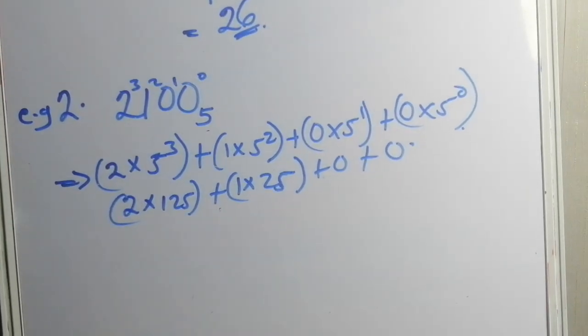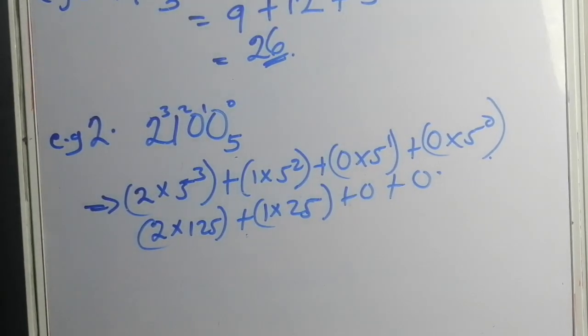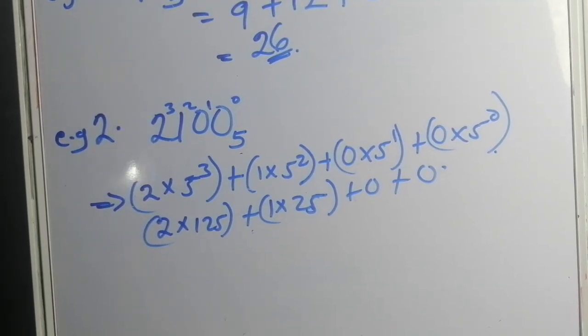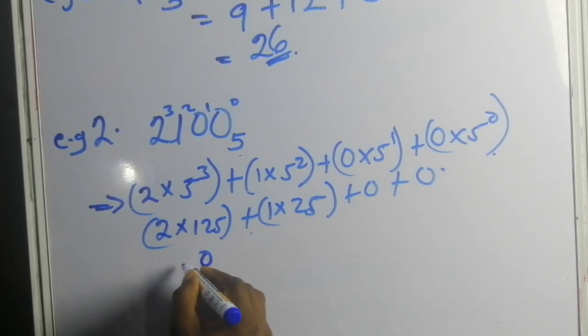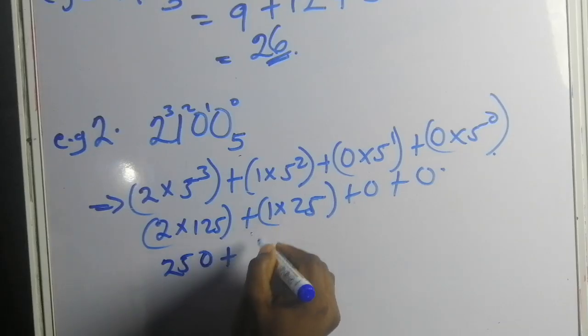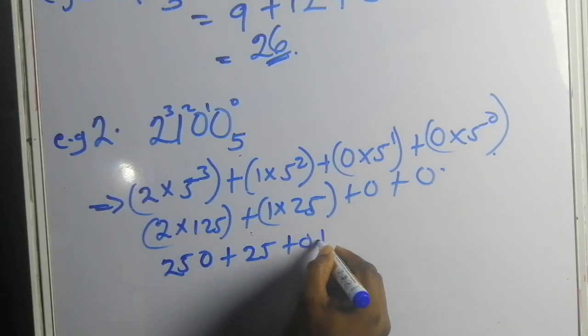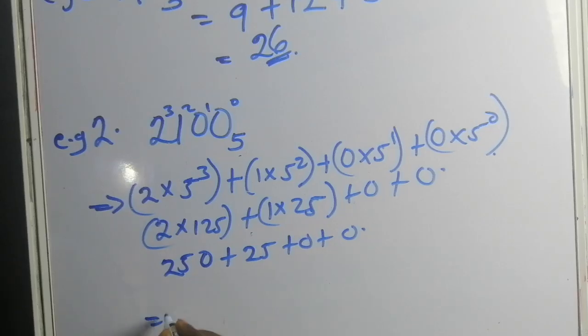Find the multiplication and add them together. So at the end of the day, we'll be having 2 times 125, that's 250, plus 25 plus 0 plus 0. It means we should be having 250 plus 25, that's 275. So that is the answer. It's very, very simple, and we're going to bring out questions under this part so that you can see how simple it is. This is just an example of the first topic, part 1, number system.